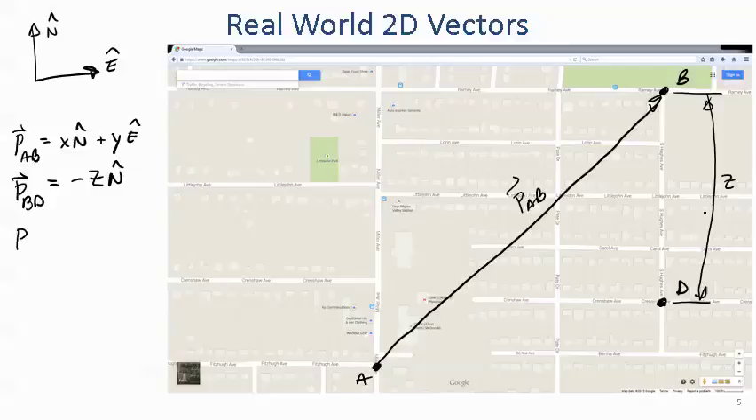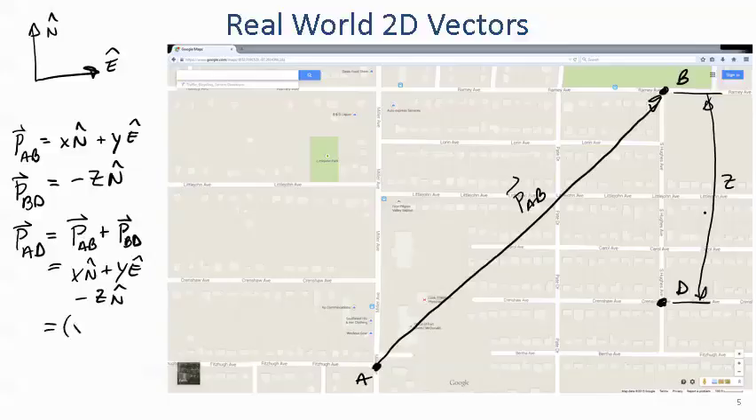And we can represent the distance from A to D as the vector addition of A to B plus B to D. And if we plug all this in, we get X to the north, Y in the east, minus Z in the north. And we can combine the like terms to get X minus Z in the north, plus Y in the east direction. So that's mathematically how we look at it.